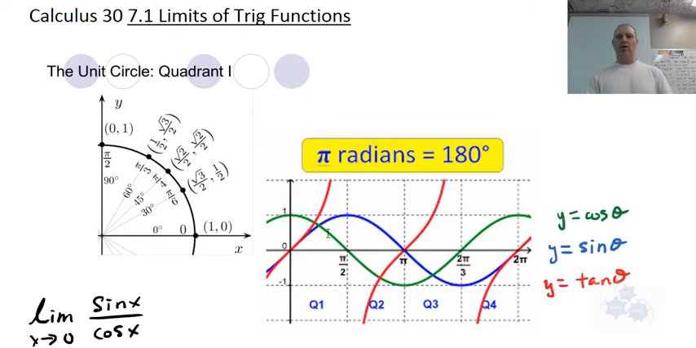First of all, I just want to take a look at these three trig functions. y equals cos of theta, or cos of x, is in green. That's your cos graph. The blue graph is y equals sine of theta. And then the red graph is y equals tan of theta, with asymptotes at pi over 2 and 3 pi over 2, etc. So when we're talking about limits of trig functions, there's really nothing fancy about this at its base level.